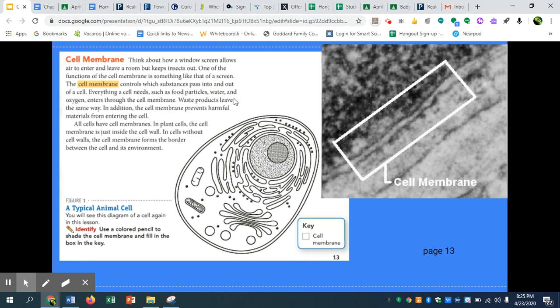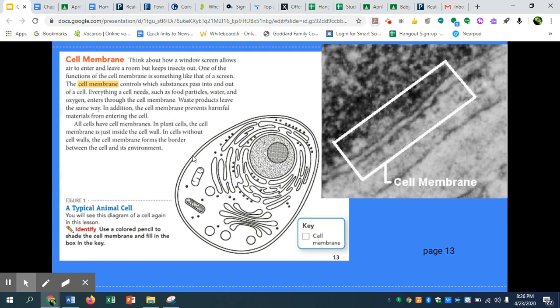So the cell membrane, if you take a look right here, controls the substances that pass into and out of a cell. Remember last lesson, we talked about the things that a cell or an organism needs to take in and the things that they need to let out. So cells need food and water and oxygen. That's what they take in, and that's what passes through the cell membrane. And then out of the cell membrane goes waste products, carbon dioxide, and excess water.